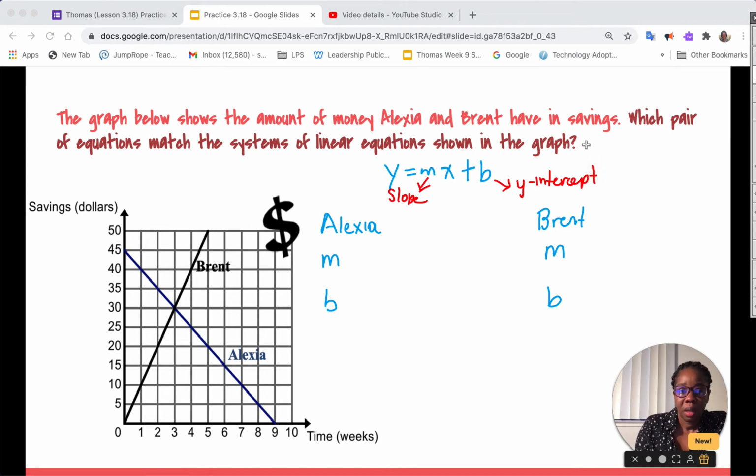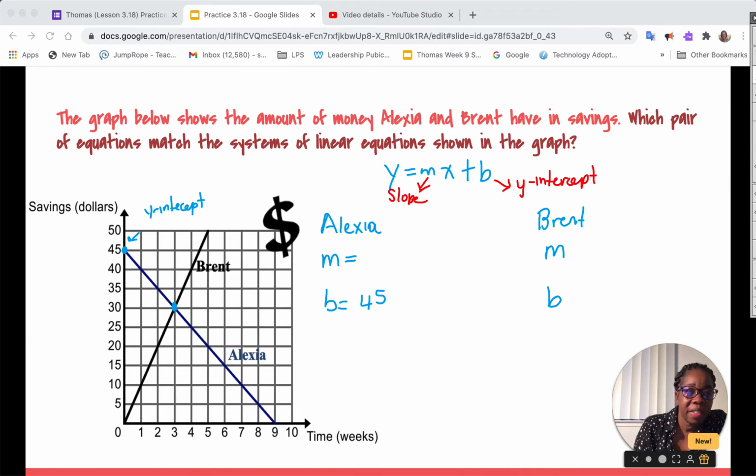And for me, when I look at a graph, it's really easy to determine the y-intercept. So the blue line happens to be Alexa's line. The y-intercept happens to be 45, so her b is 45. Great, so that would be (0, 45), and we know that's the y-intercept. And to calculate the slope, I just need any 2 points on the line. So I'm going to use as the second point where they are crossing each other.